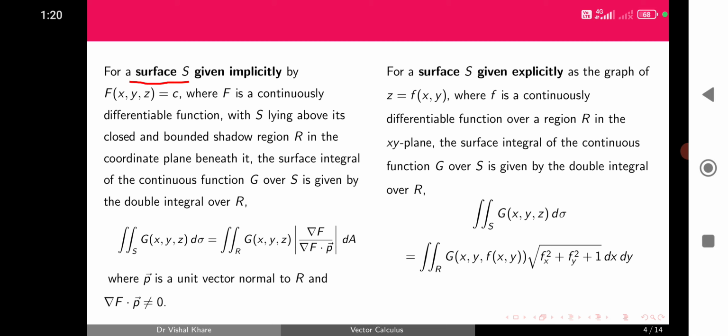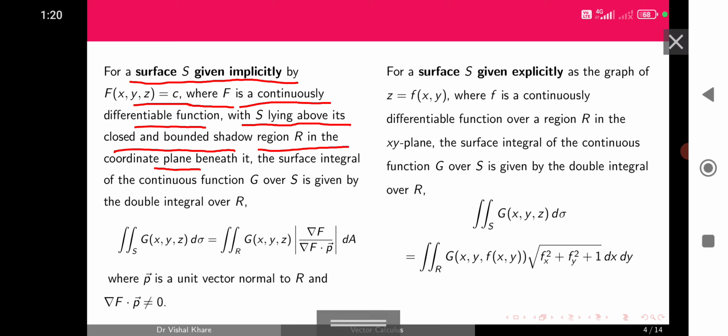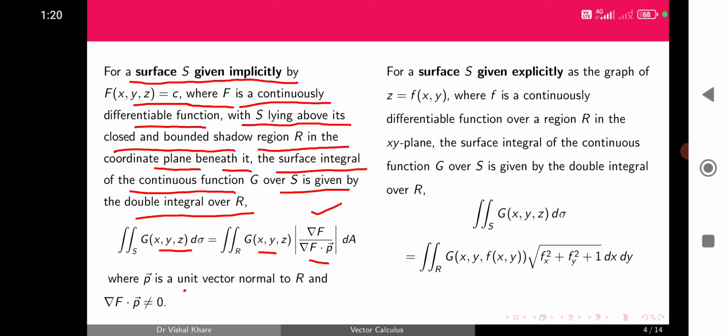For a surface S given implicitly by F(x,y,z) = c, where F is a continuously differentiable function with S lying above its closed and bounded shadow region R in the coordinate plane beneath it, the surface integral of a continuous function g over S is given by the double integral over R: double integration g d sigma is equal to double integration g times the modulus of del F divided by del F dot p vector, dA, where p vector is a unit vector normal to R and del F dot p vector is not equal to 0.